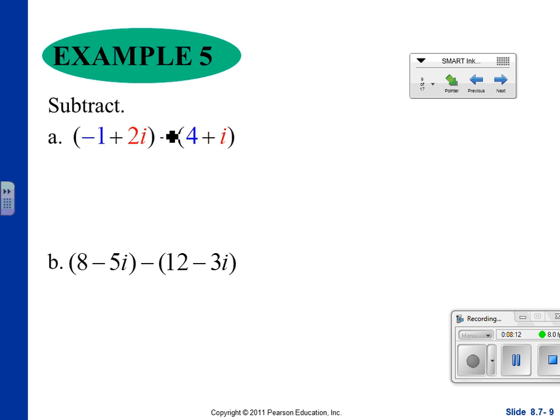Remember, if it's subtraction, change this to addition, change each of these signs. So negative 1 minus a 4 is negative 5. Positive 2i and a negative i is just plus i. Same thing here, change signs. So 8 minus 12 is negative 4, and negative 5i and a positive 3i is a minus 2i. Now be aware, you're watching what these signs are. If they're addition or subtraction, you combine like terms.